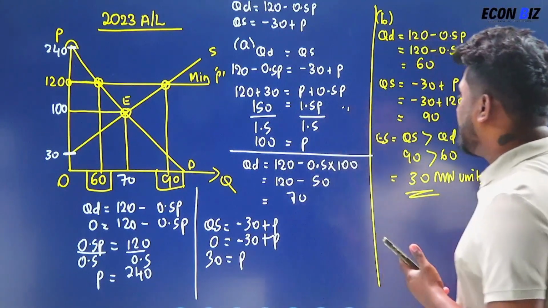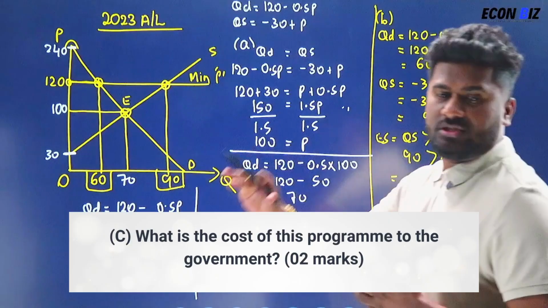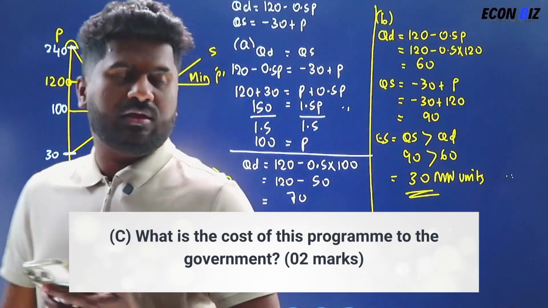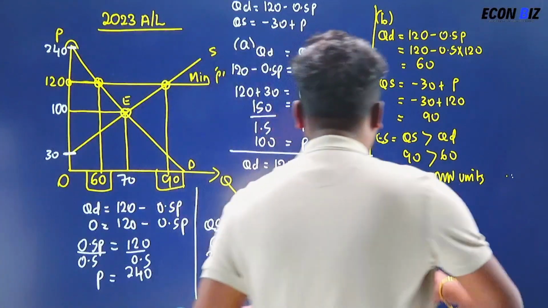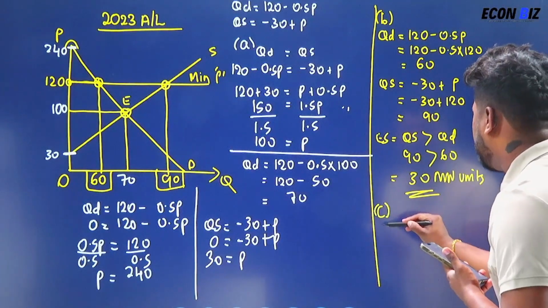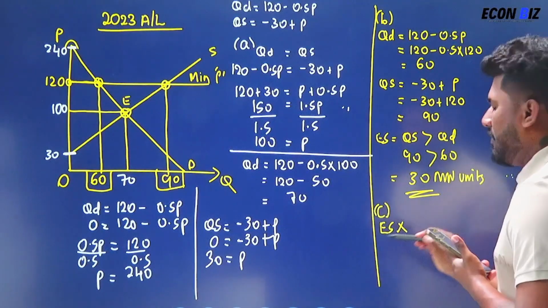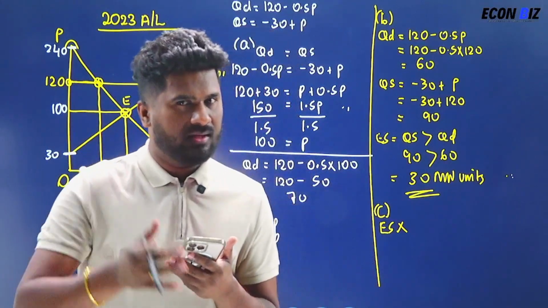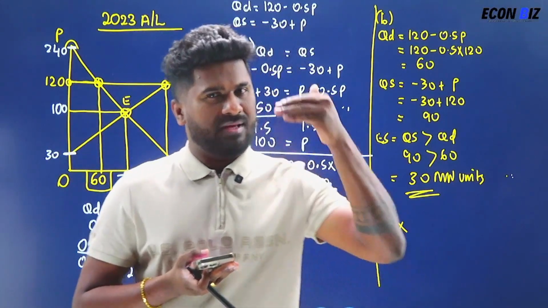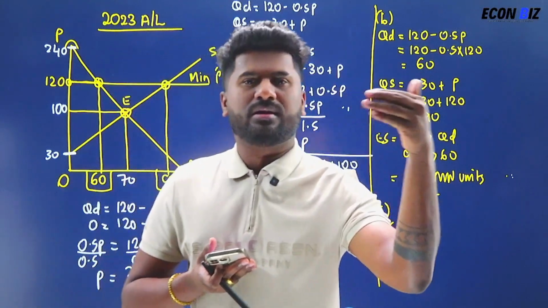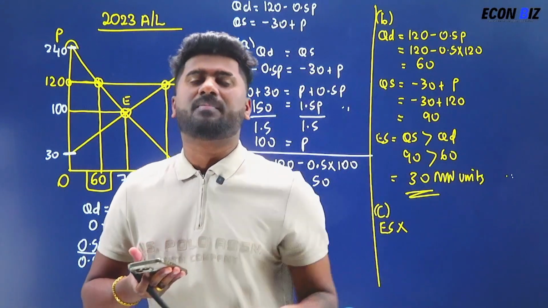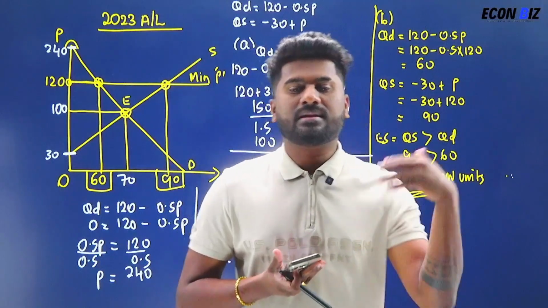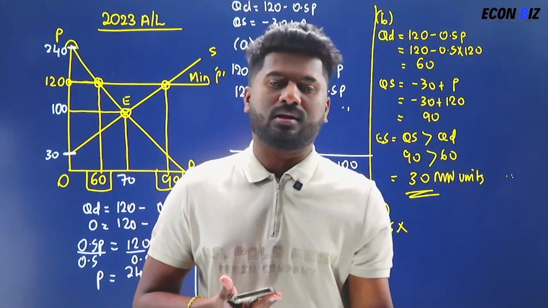Now they are asking to compute the cost of the government. How much is the excess supply? Here they are saying to compute the excess supply, so you must think that the government is going to conduct an excess supply purchase scheme.